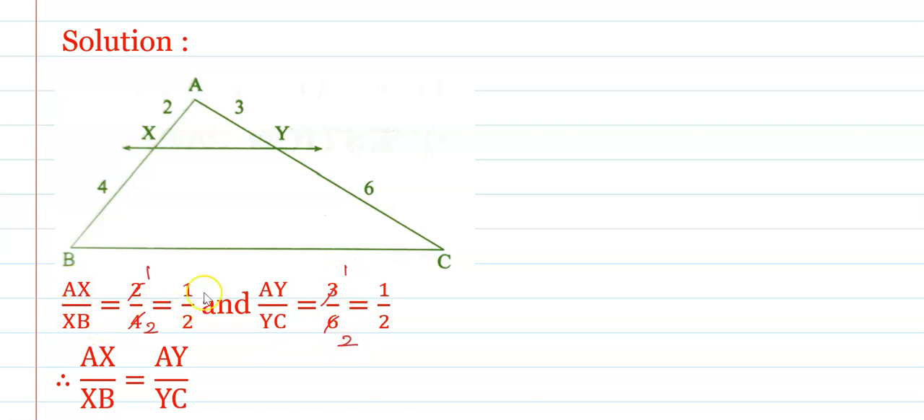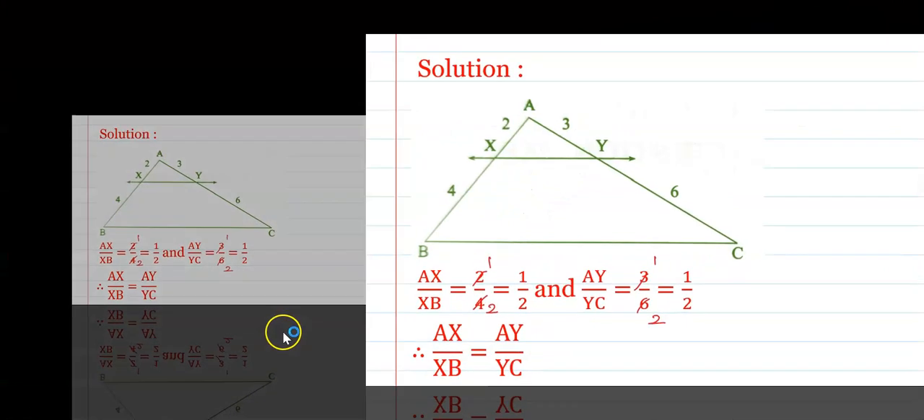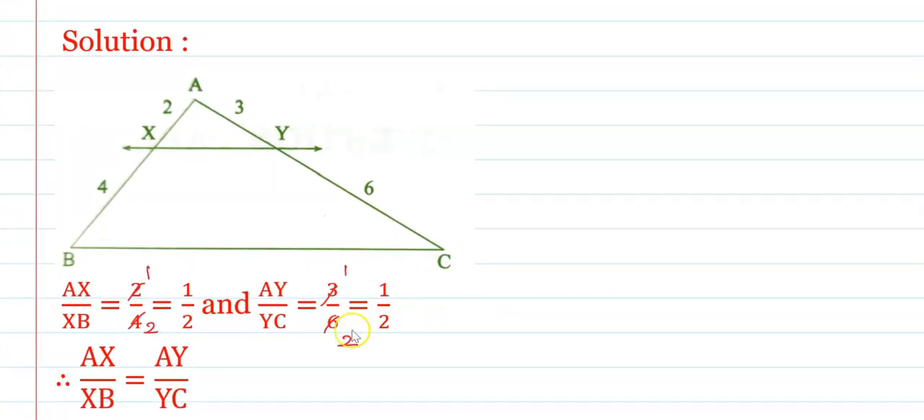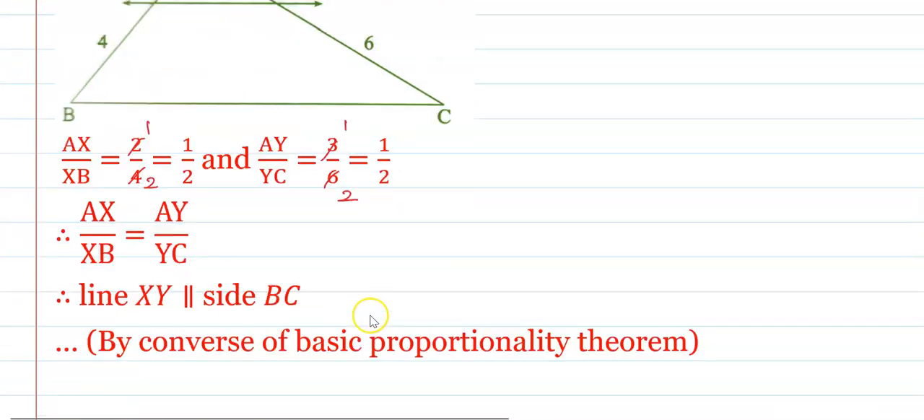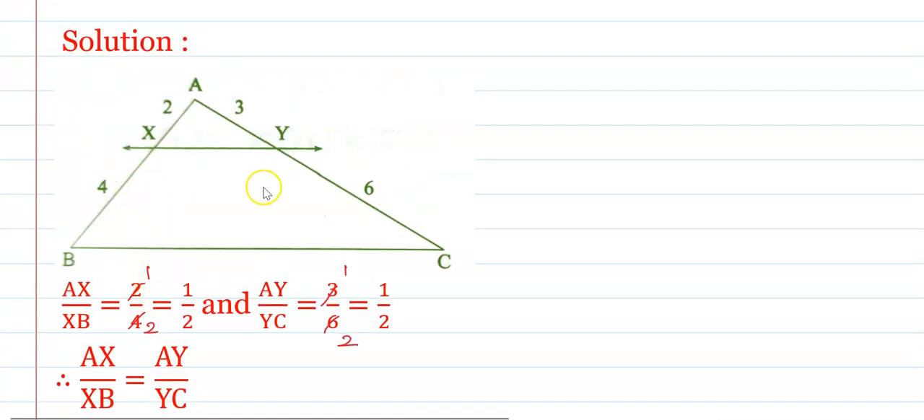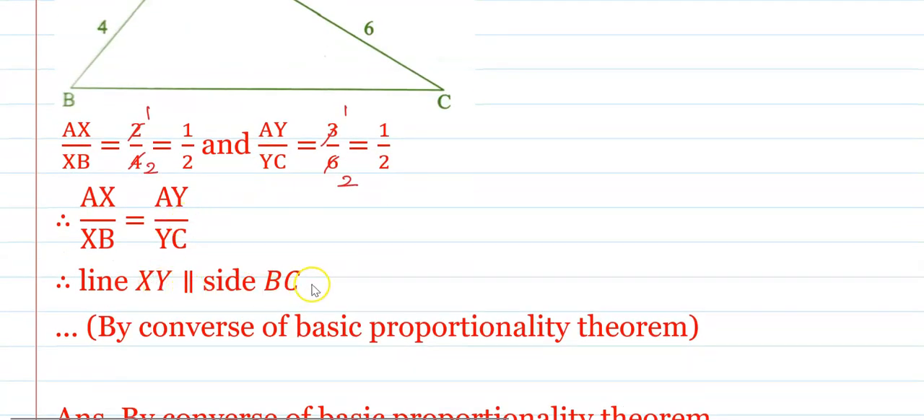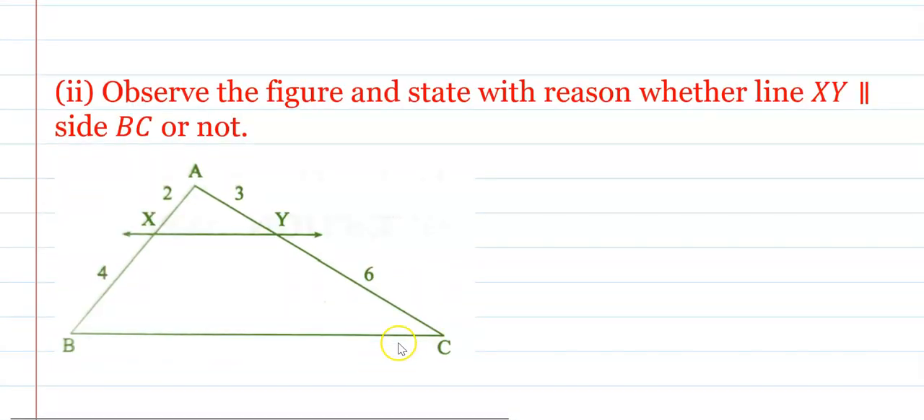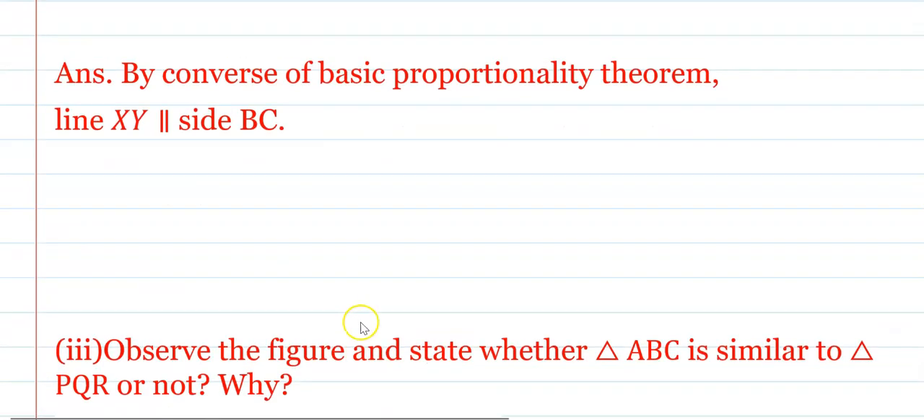Therefore, AX upon XB is equal to 1/2, AY upon YC is equal to 1/2. And hence, the values of these two ratios are equal. Therefore, AX upon XB is equal to AY upon YC, and therefore line XY is parallel to side BC by the converse of basic proportionality theorem. Okay, now the next question.